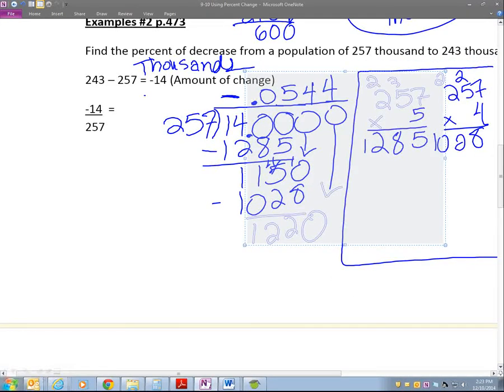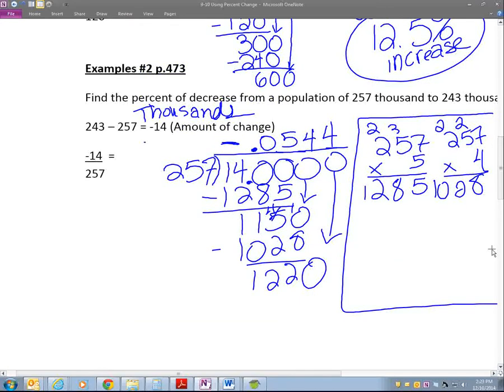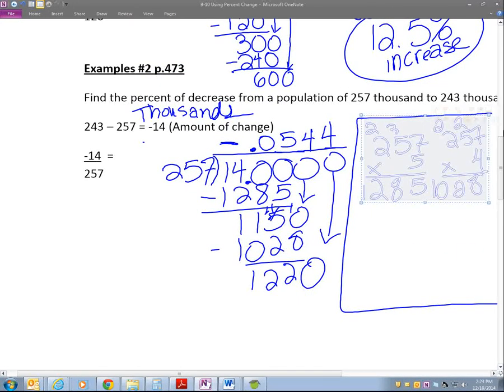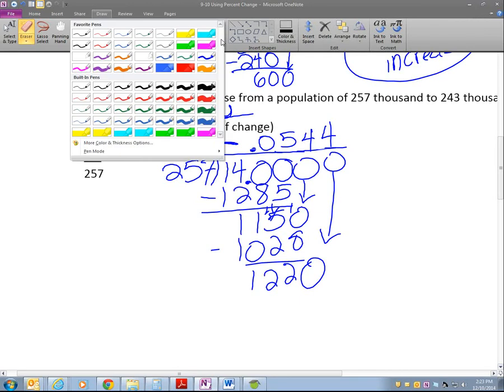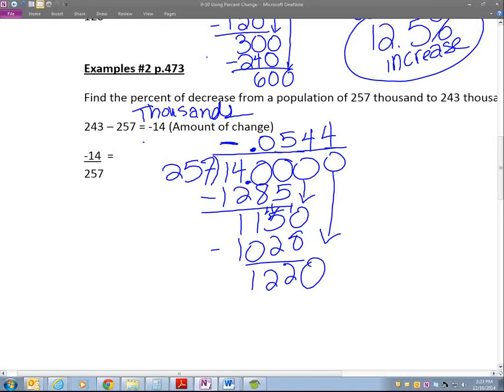So scratch paper goes away. So I came up with negative 14 divided by 257 is 0.0544. I'm going to move the decimal place over twice. And now I have negative 5.4. I'll just keep it. I guess I could do 5.44. Is this percent or dogs or chicken coops?